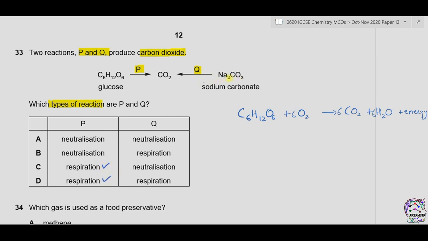Second reaction is conversion of sodium carbonate into carbon dioxide. Now this can occur in the presence of acid. For example, if we have HCl, it will convert into sodium chloride along with water and release CO2 gas. Now HCl is acidic in nature and as the reaction proceeds it converts into neutral compounds, so therefore this is neutralization. The correct option is therefore C.